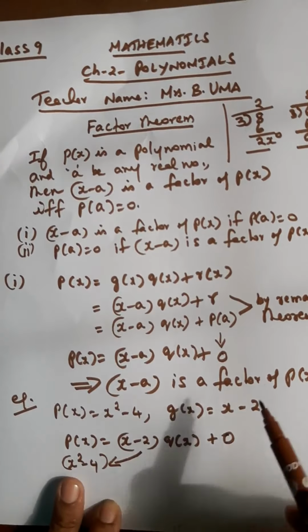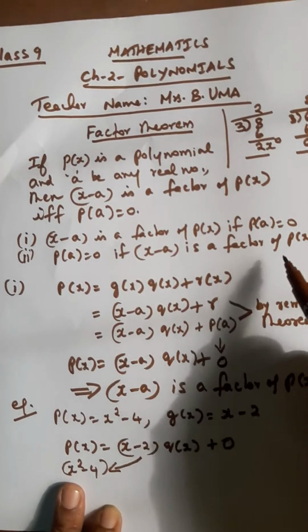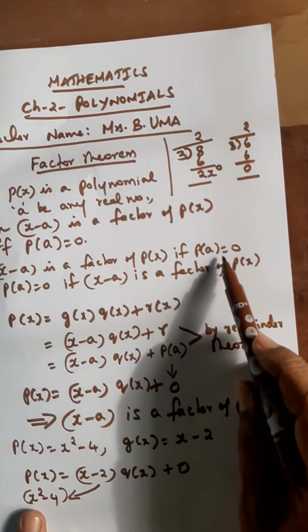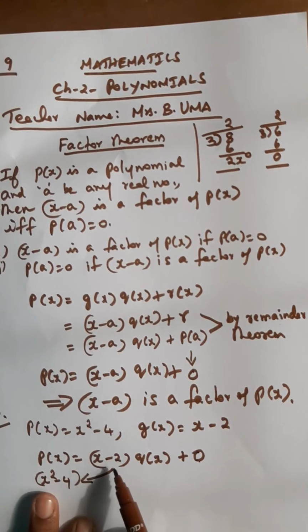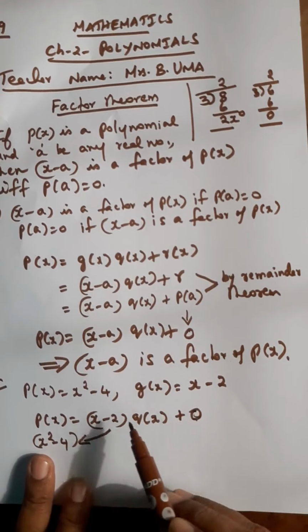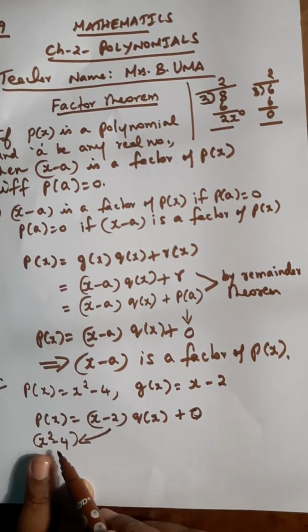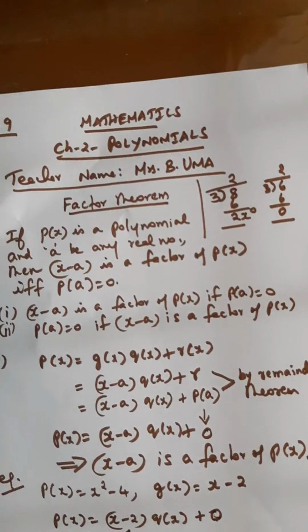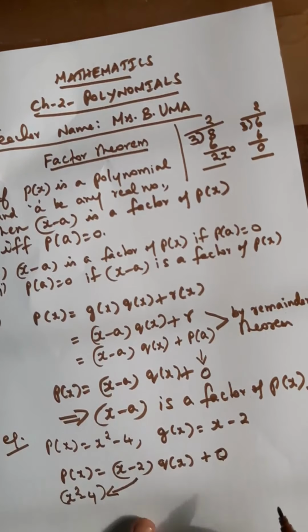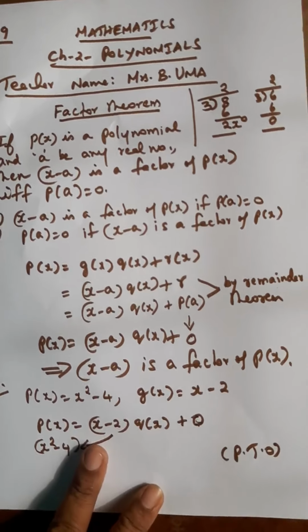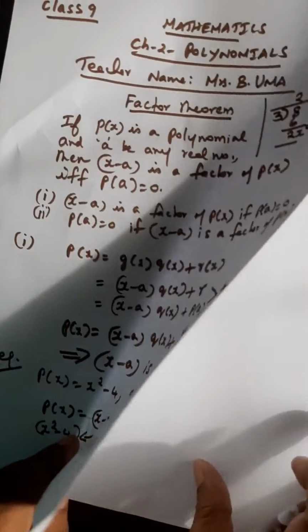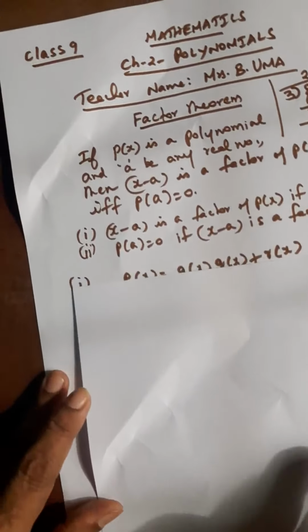Once again I repeat, here remainder 0 is given. So when the remainder is 0, x minus 2, the divisor, becomes a factor of x squared minus 4. Right. The first part we have proved. Next, coming to the second part. Right. What does the second part say?